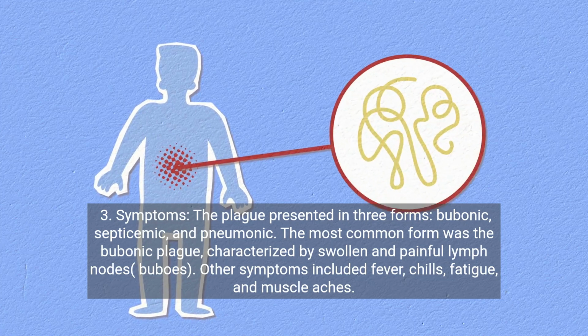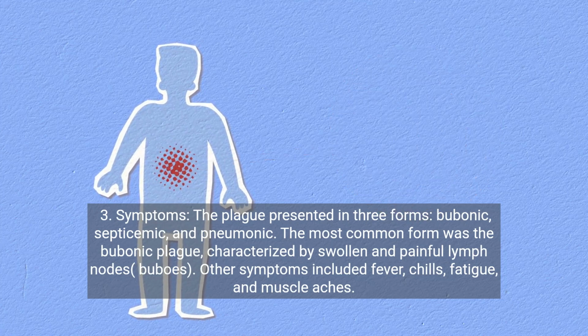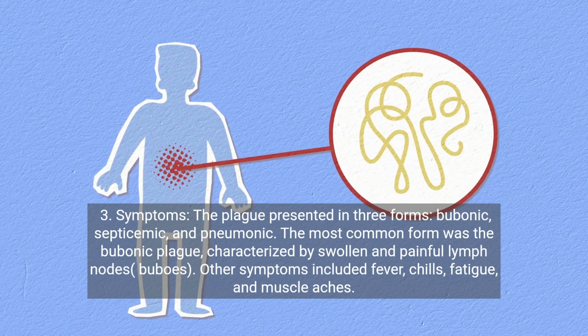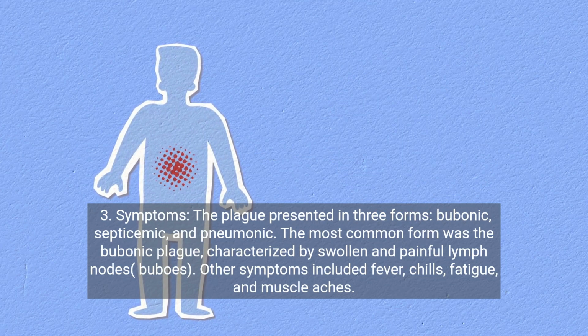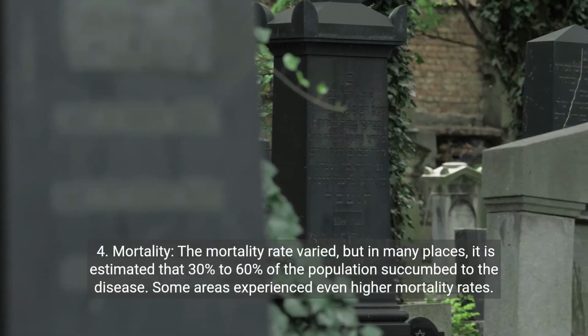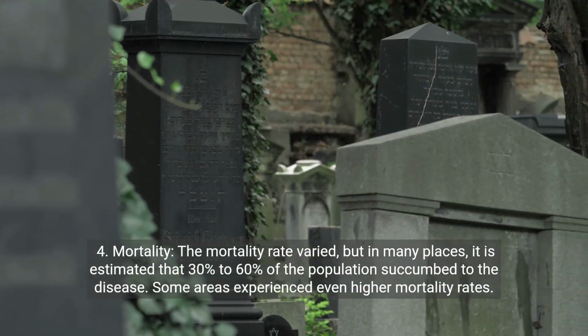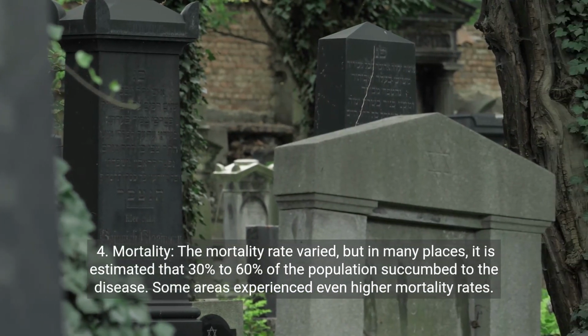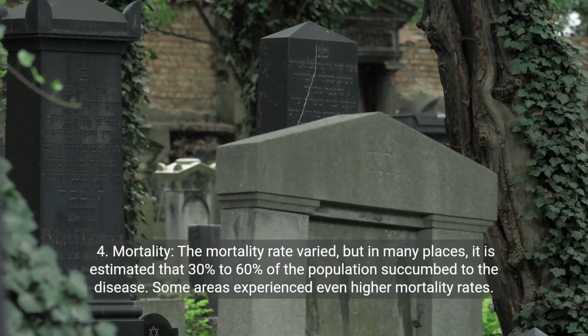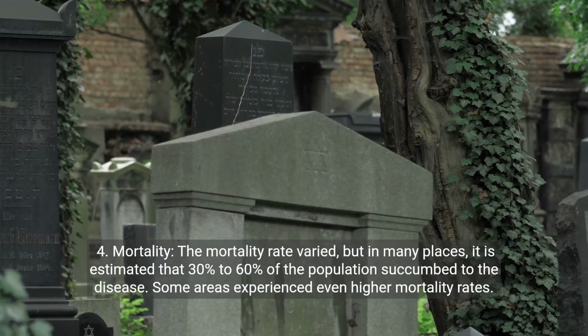The most common form was the bubonic plague, characterized by swollen and painful lymph nodes, buboes. Other symptoms included fever, chills, fatigue, and muscle aches. 4. Mortality. The mortality rate varied, but in many places it is estimated that 30 to 60% of the population succumbed to the disease. Some areas experienced even higher mortality rates.